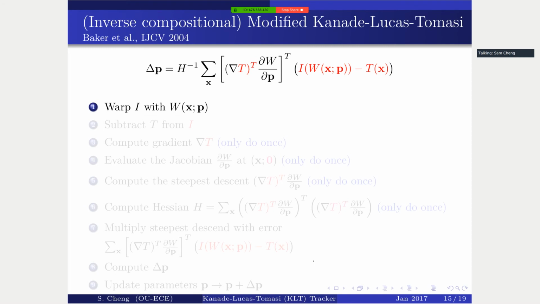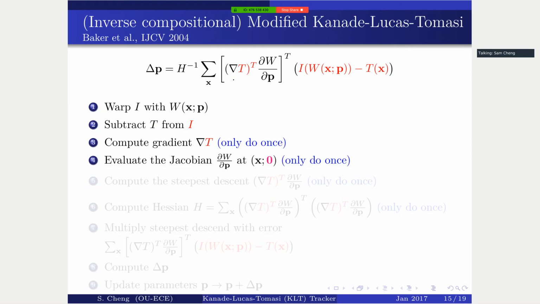Now look at this new algorithm. I'm again trying to find delta P, but if I look step by step at how I get my delta P, I start by warping the image by some W(x; p) to form this guy here. Then I subtract this template, and I need to compute the gradient here, but I only need to do it once. In the original algorithm, this is actually a gradient of I warped with P, so every time I change the P, I need to compute that again.